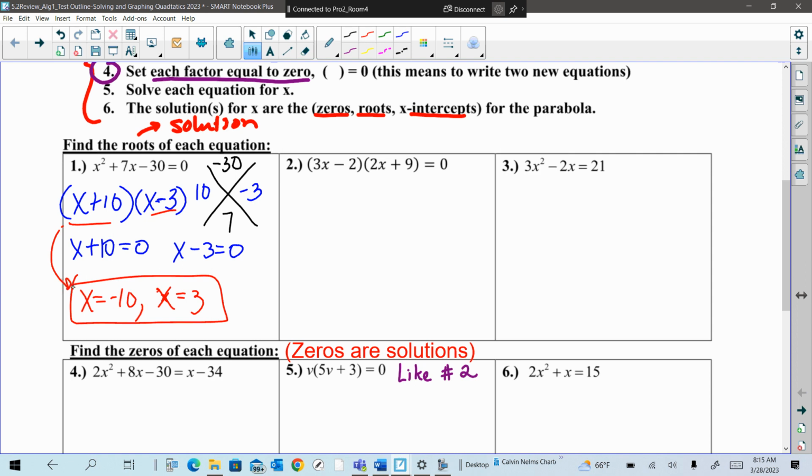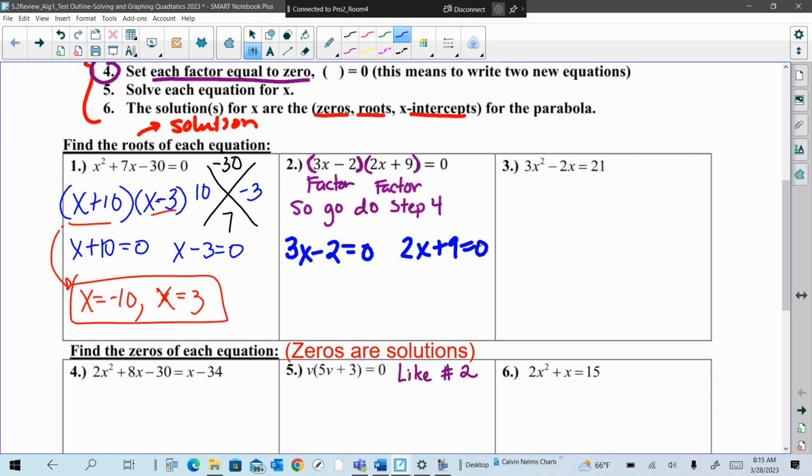Okay. So on number 2, I state that because I want you to work smarter, not harder. Hopefully you see that these two parentheses here are already the factors. So we should go straight to step 4. Step 4 says set each factor equal to 0. So now all I'm doing is setting the factor 3x minus 2 equal to 0, and 2x plus 9 equal to 0.